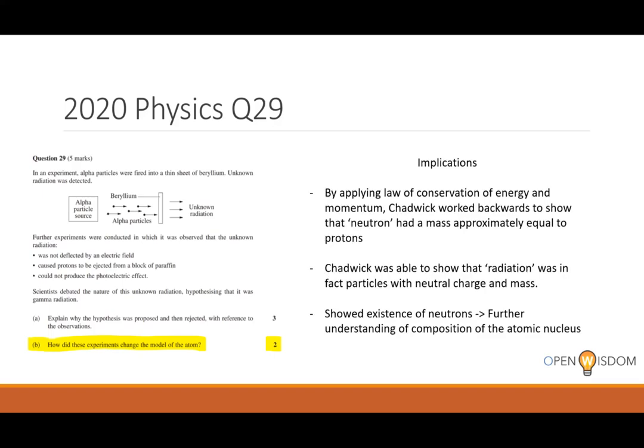And I already mentioned before that they applied the law of conservation of energy and momentum. Chadwick worked backwards to show that the neutron had a mass approximately equal to protons. And that Chadwick was also able to show that radiation was in fact particles with neutral charge and mass. Furthermore, he could also show that there is existence of a particle like the neutron, which furthered our understanding of the composition of the atomic nucleus, which now consists of neutrons and protons.